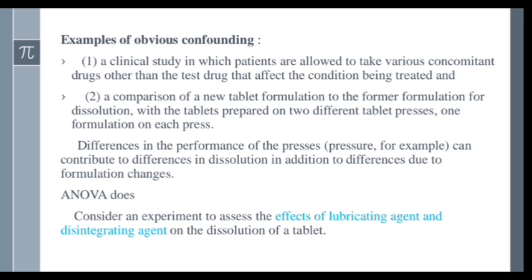Examples of obvious confounding. First, a clinical study in which patients are allowed to take various concomitant drugs other than the test drugs that affect the condition being treated. So, in clinical studies, patients are allowed to take various drugs other than the test drugs, and the effect of these other drugs can be handled by using ANOVA.